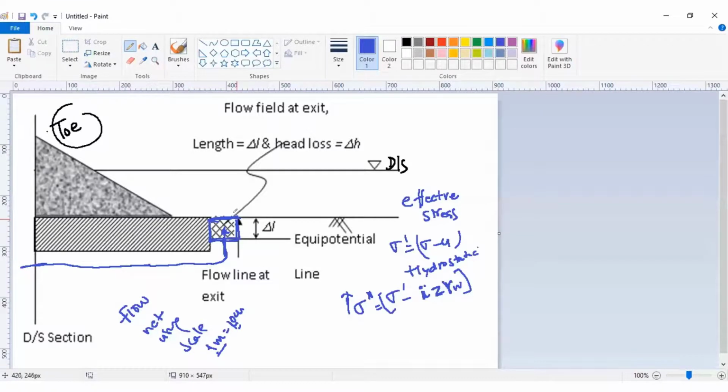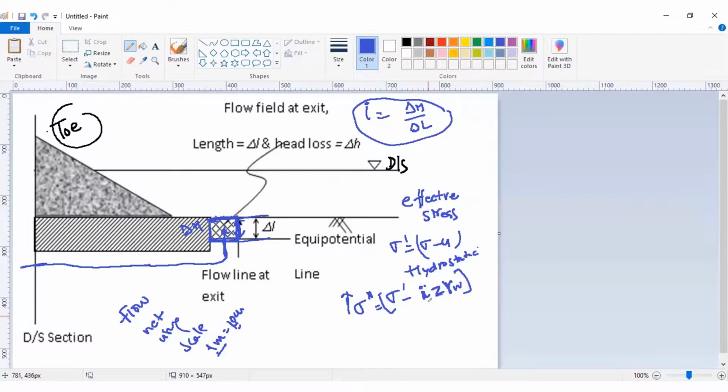So like that, I can measure the length of the flow here, delta L, and also I can get the value of delta H, because you know that this is the equipotential line and this is the equipotential line. So between the two consecutive equipotential lines, the head loss is delta H. So I can easily get the value of exit gradient I as delta H by L. So using the flow net, I can get the value of I.